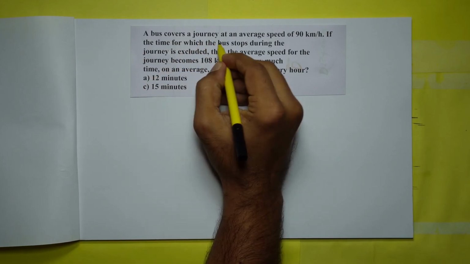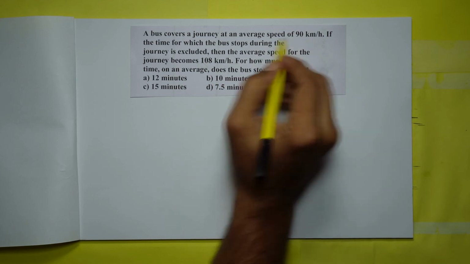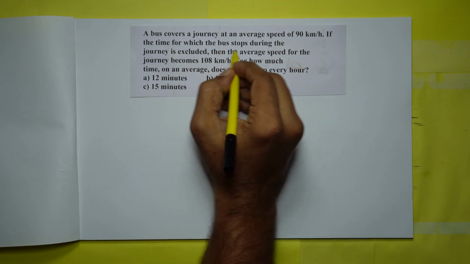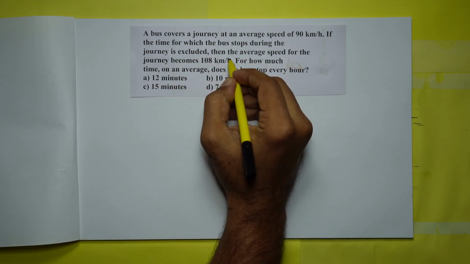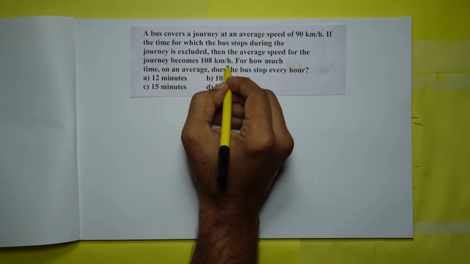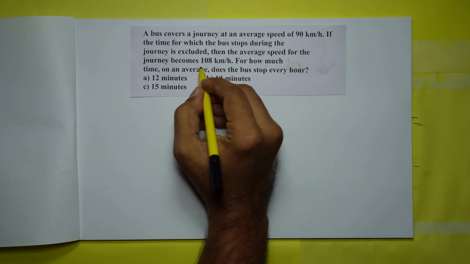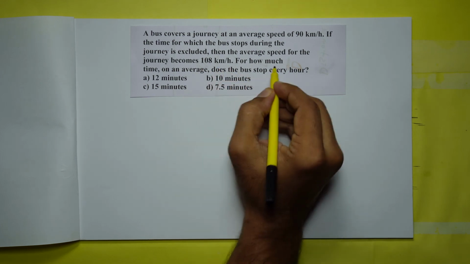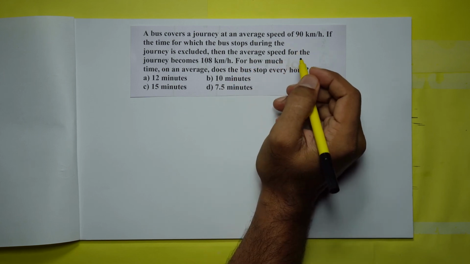A bus covers a journey at an average speed of 90 km per hour. If the time for which the bus stops during the journey is excluded, then the average speed for the journey becomes 108 kilometers per hour. So actually it can do 108 kilometers per hour. But if you include stoppage time, every hour it does only 90 kilometers.